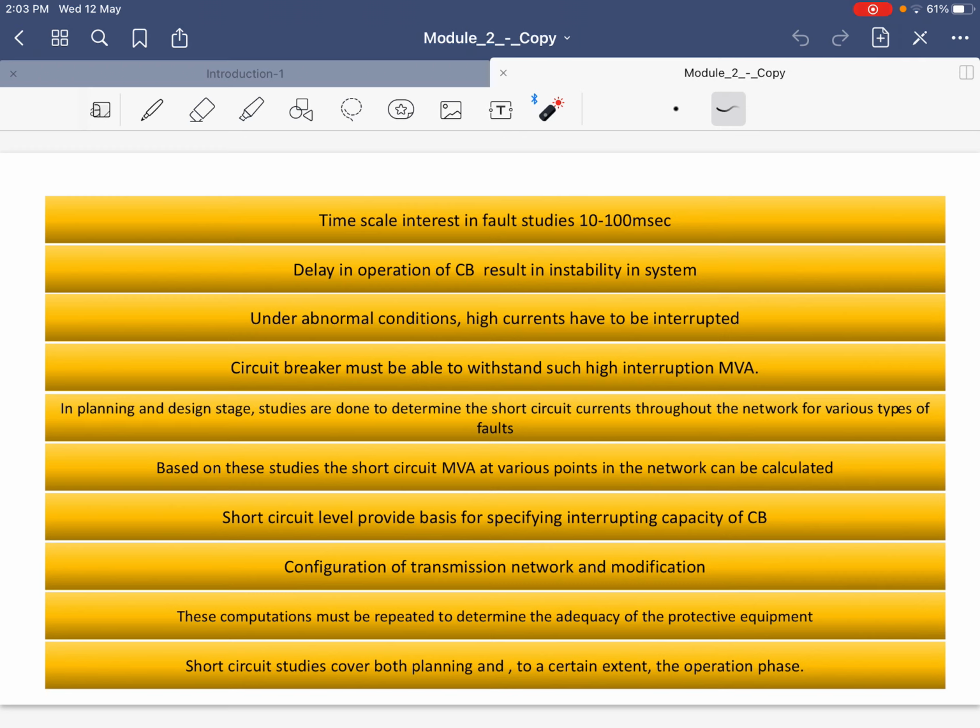Therefore, the time scale is very, very important in fault studies. Within 10 to 100 milliseconds you have to analyze the system, so that you know exactly what the fault current is, where exactly it occurs, and what the severity of the fault is. Accordingly, whether the relay is sensing the faulty conditions and the circuit breaker senses the abnormality in the system, so that it breaks the faulty section. Therefore, the time scale in fault study is very, very important. It should be as minimum as possible, so that the system does not go into an unstable condition.